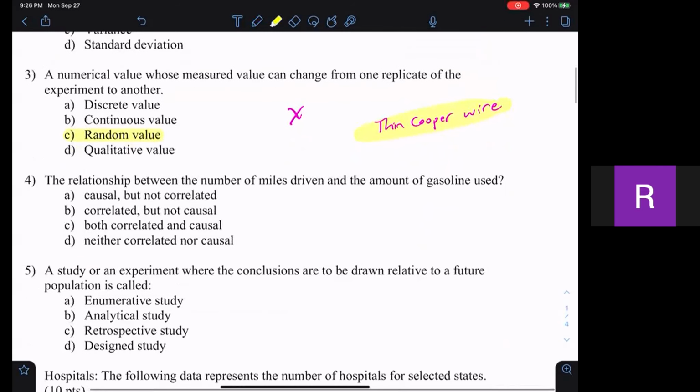Okay, the relationship between the number of miles driven and the amount of gasoline used. It makes sense to say that the more miles I drive, the more gasoline I will consume. When one variable goes up, the other goes up as well. Let's say this is miles and this is gas. As you drive more miles, you will use more gas. Therefore, there's a positive correlation here.